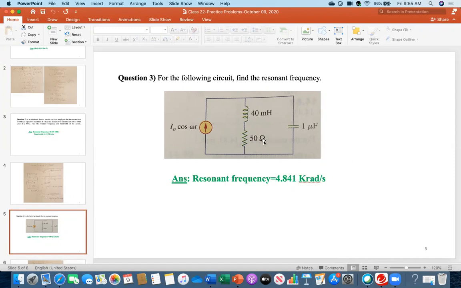So those who started trying this before, did you get this result so far, or still trying? I think I'm doing it correctly. I'm doing it by finding the admittance, but I'm just getting lost in algebra again. Okay. So you should be getting approximately 4.841 kiloradian per second.